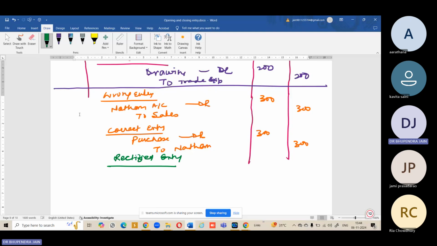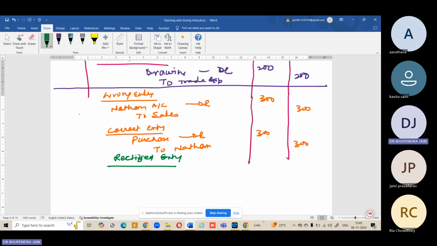Now, how to rectify the current entry? First, cancel the entry or the side which is correct in both the cases. In this entry, beta, nothing is correct in both the cases. In the debit side or credit side, nothing is correct.